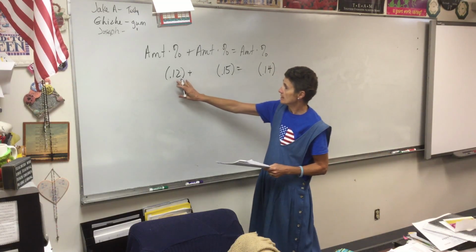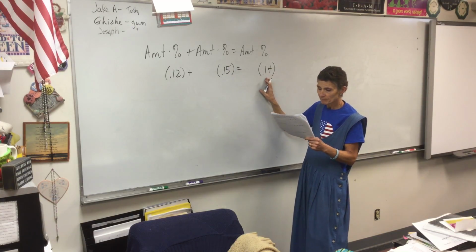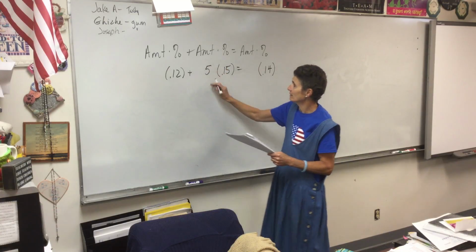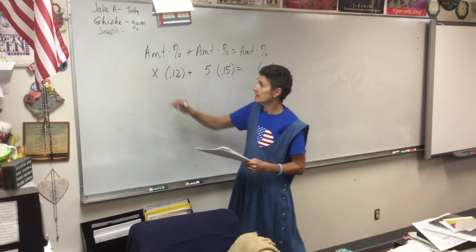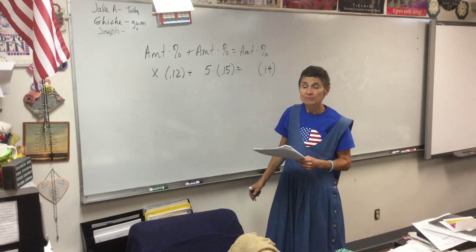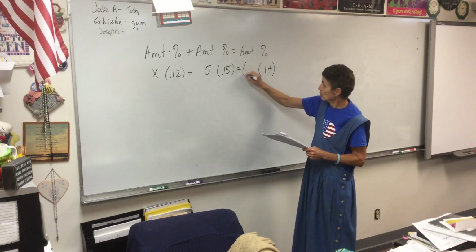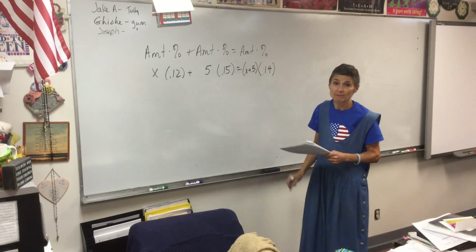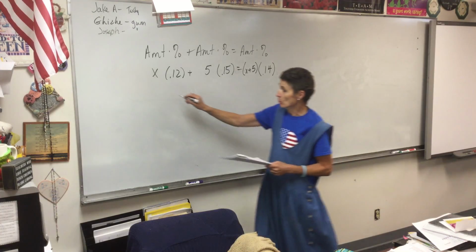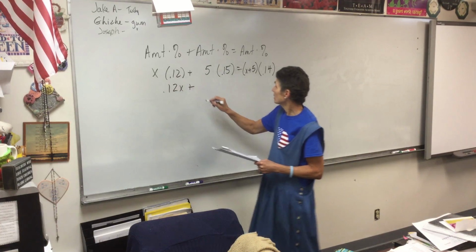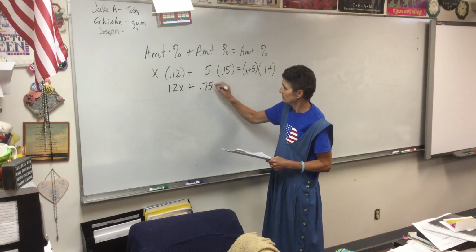So my percentages, I have 12 and 15 that I am mixing together to get a 14. I know that I have 5 gallons of this kind. I have no idea how much of this kind I need, so I'm going to call that X. But that means I'm mixing X and 5, so my total will be X plus 5, or 5 plus X if you prefer that. So 0.12X plus, okay, I'm going to multiply here, and I get 0.75.